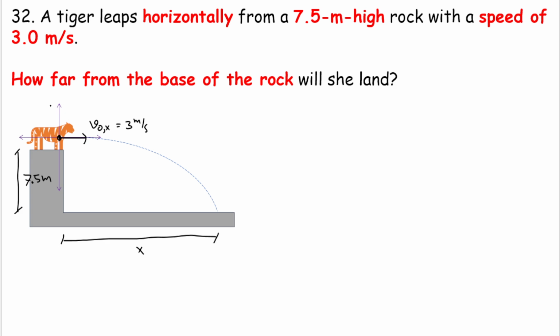Okay, but then here we have the initial velocity in the vertical direction. We have it as 0, right? Because it only has horizontal velocity, so I'll have v0,y, which is 0 meters per second. So basically in the vertical direction she is free falling, so I will start with that, the vertical direction.